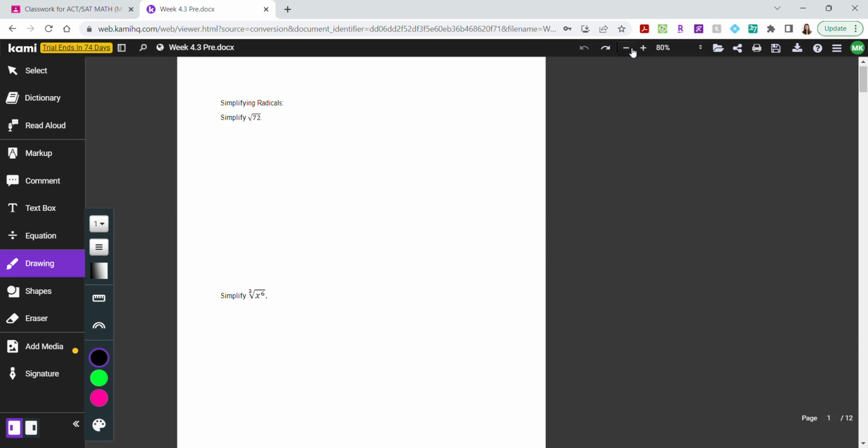All right, so with simplifying radicals, I'm going to teach you two methods to solve it. You could use either one, depending on which one you feel more comfortable using. All right. So with the first method, let's look.